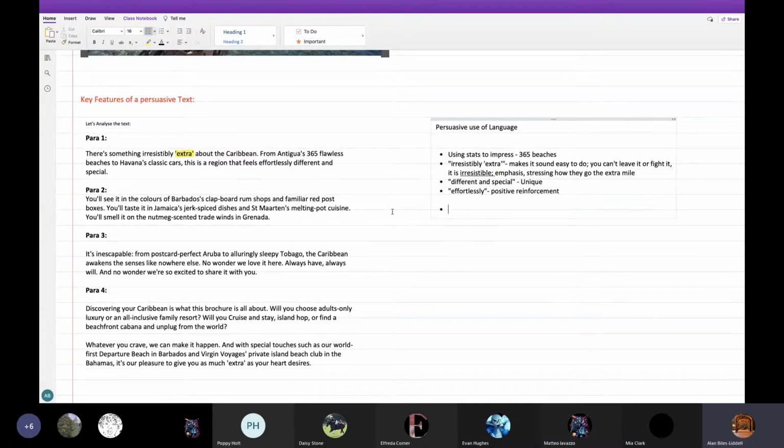So, Matteo, what do you notice about those three sentences? Second paragraph. You'll see it in the colours of Barbados. You'll taste it in Jamaica's jerk spice dishes, and you'll smell it on the nutmeg scented trade winds in Grenada. What do you notice about the three sentences? Well, aren't they saying if you come here, you'll see it for yourself? You'll see the Jamaican spice dishes, and it's all very nice stuff.